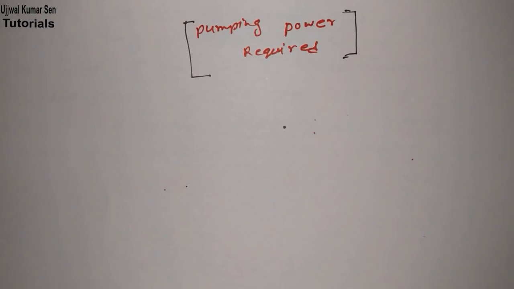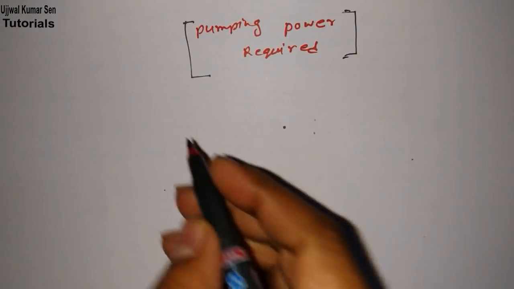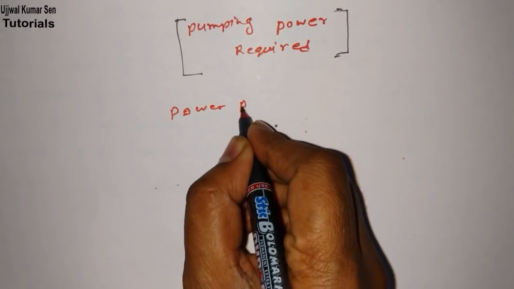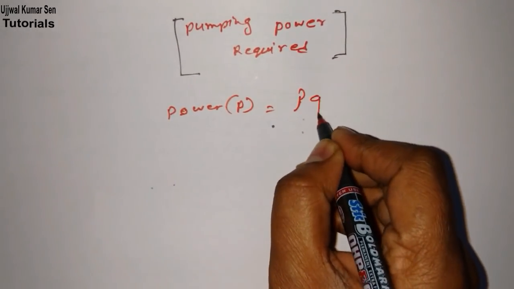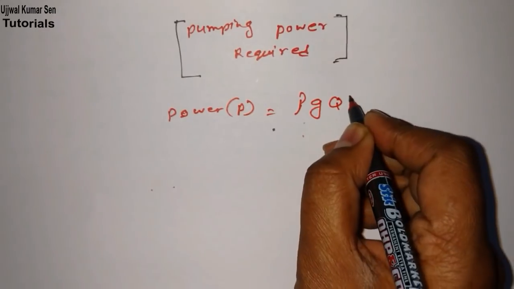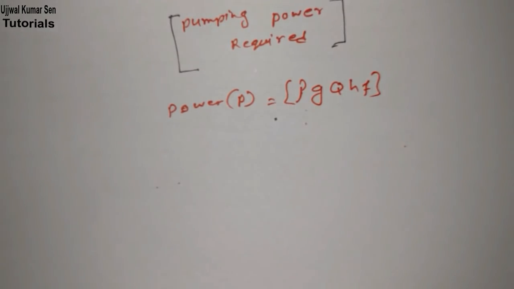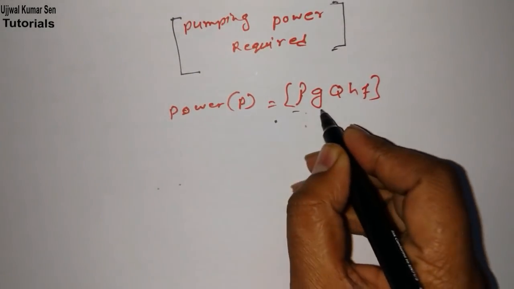Okay, so basically we know that the basic formula for pumping power required, let's say power is equal to P is equal to rho G Q HF. Okay, so what is rho? Basically rho is density, G is acceleration due to gravity, Q is discharge, and HF is head loss. Okay, now most important thing is that to find out pumping power required, you need to know all these terms.